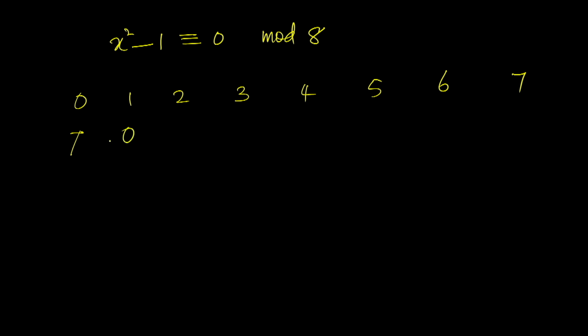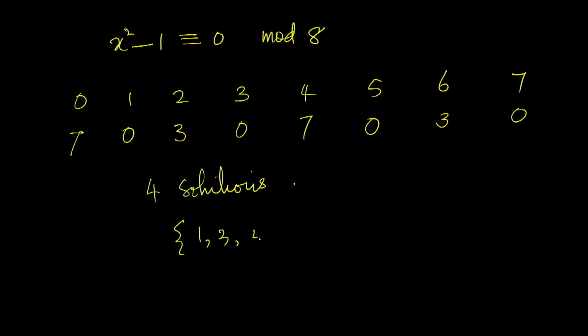For 1 it is 1 minus 1, 0. For 2 it is 4 minus 1, 3. For 3 it is 9 minus 1, 8, which is 0. For 4 it is 16 minus 1, 15, which is 7 again. For 5, 25 minus 1, 24, which is 0. For 6, 35, which is 3. For 7 it is 49 minus 1, 48, which is 0 mod 8. So, you find that there are 4 solutions. The solution set is 1, 3, 5, 7.